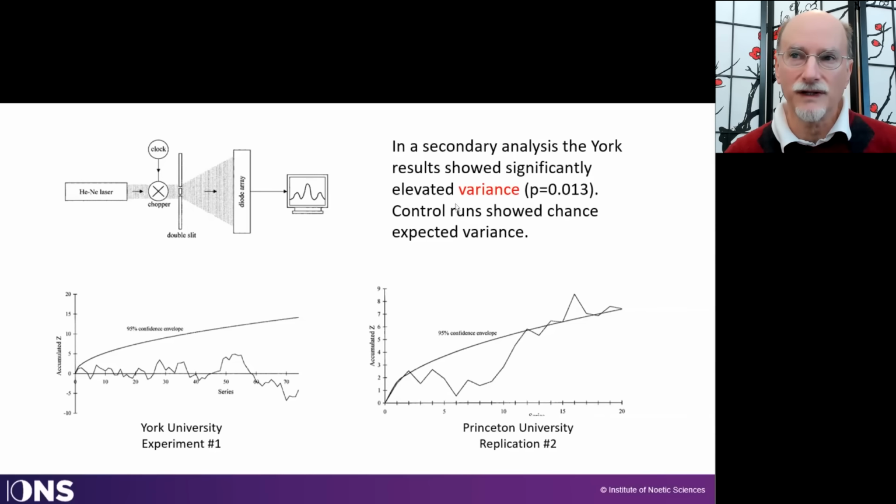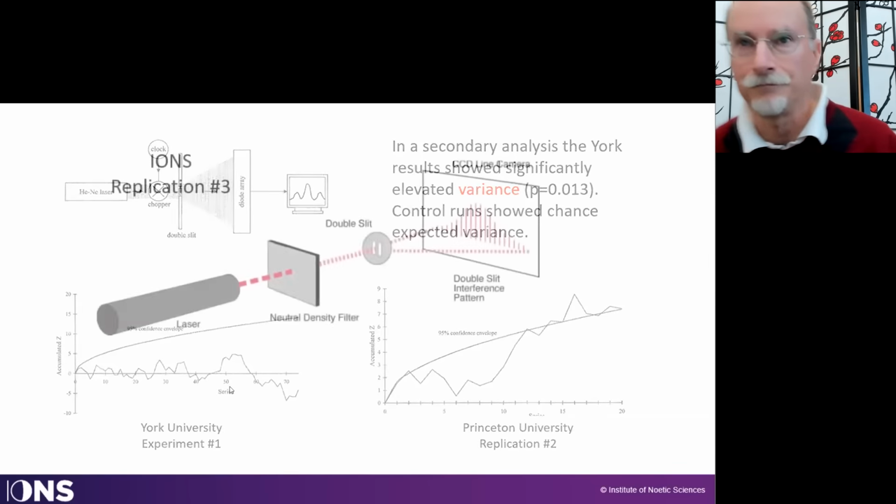And I'm going to return to this idea of variance. The distinction here is that this is called a mean shift analysis. If everything is always going in the same direction, then as you accumulate the result, it's going to start drifting away from chance. If you have a variance effect, you wouldn't see that. You could very well see something that's fluctuating up and down from chance, but too much. And in this case, the variance was too much for the York University results.